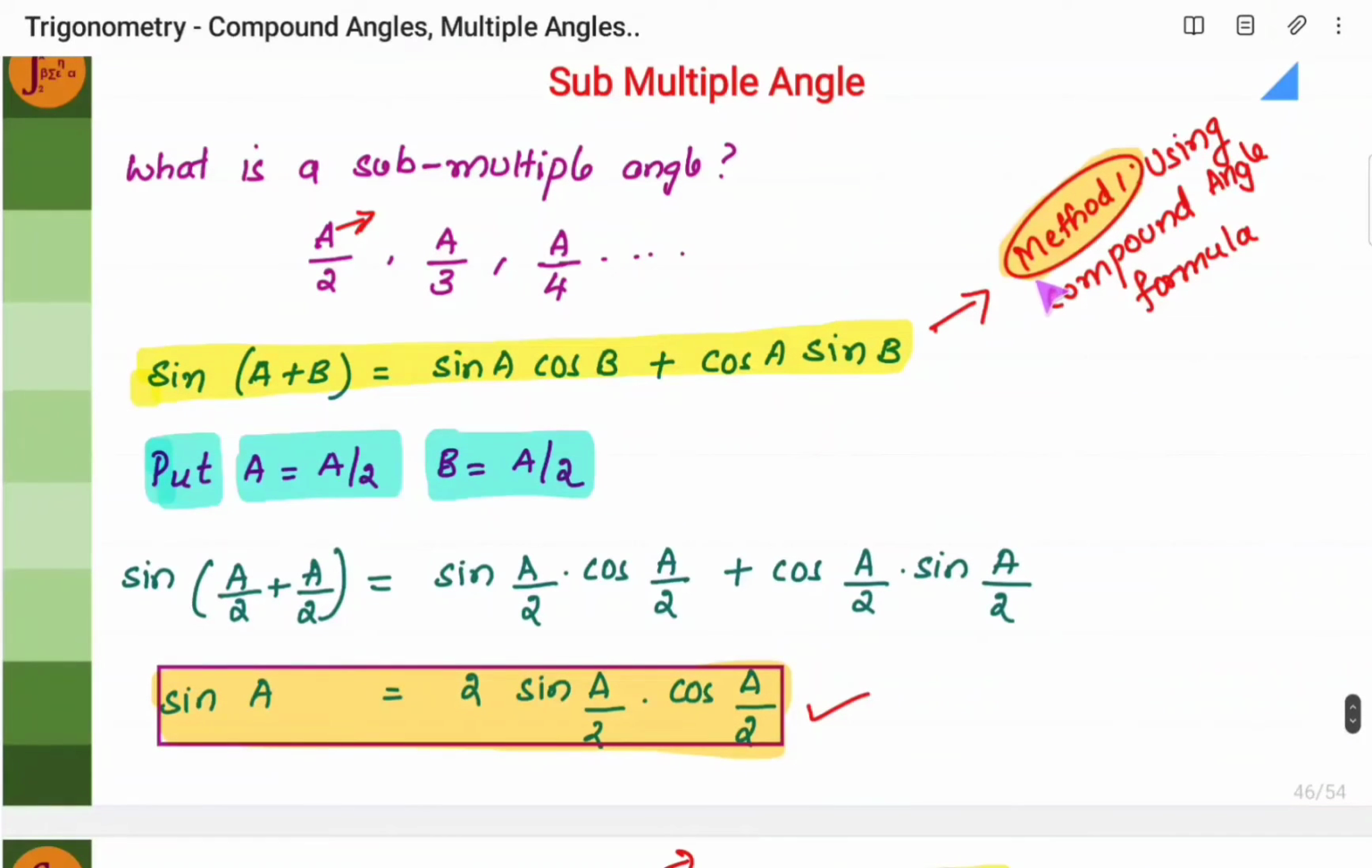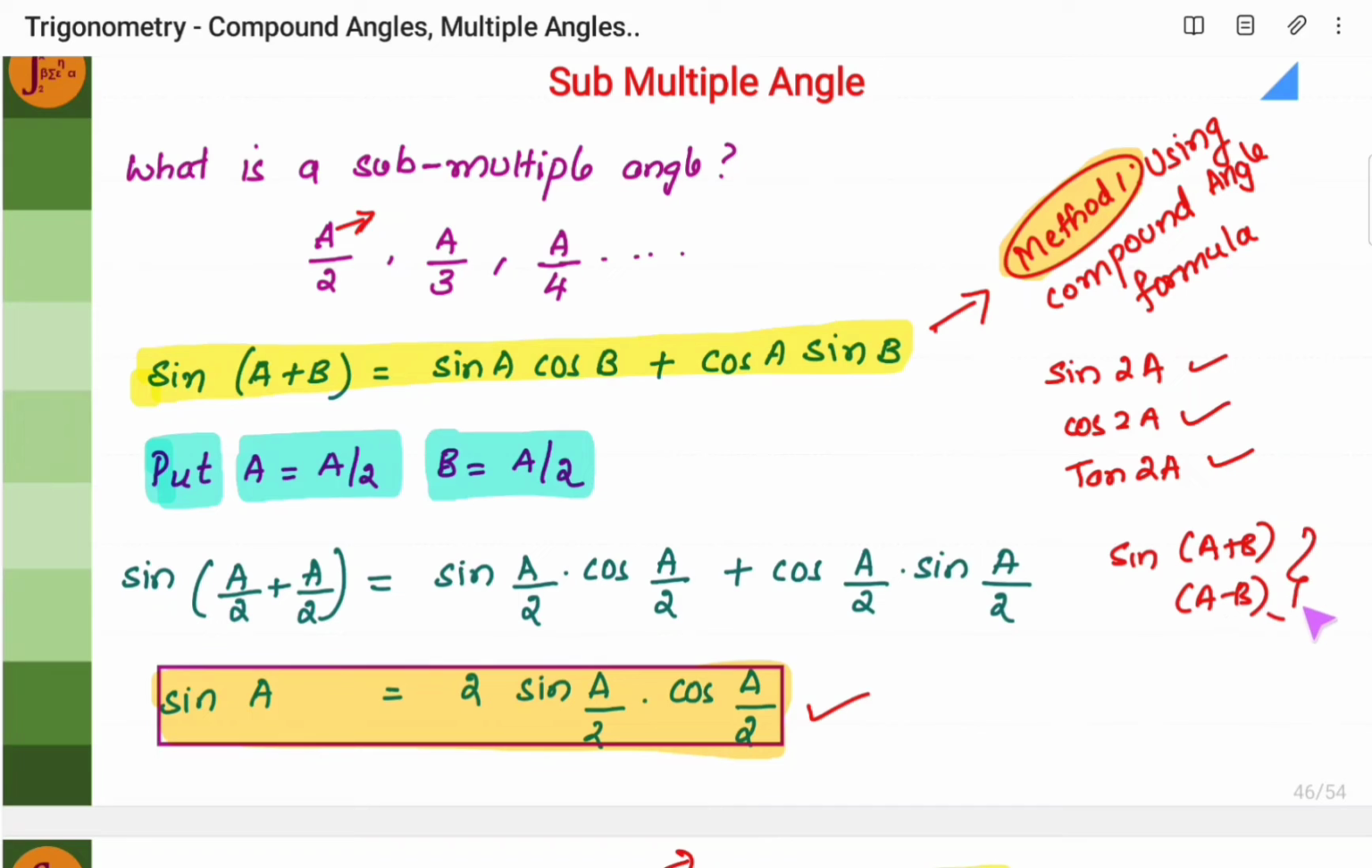The only advantage with this method is you don't have to remember multiple angle formulae. That is, you don't have to remember sin 2A, cos 2A, tan 2A. You don't have to remember all these formulas. You can just use sin A plus B, A minus B, and try to derive this. So in case you have forgotten these multiple angles, don't worry. Use these compound angle formulas and try to derive it. That's why I'm always telling you, memorize the compound angle formula. Multiple and submultiple, you can automatically derive. I'll go through this method 1.